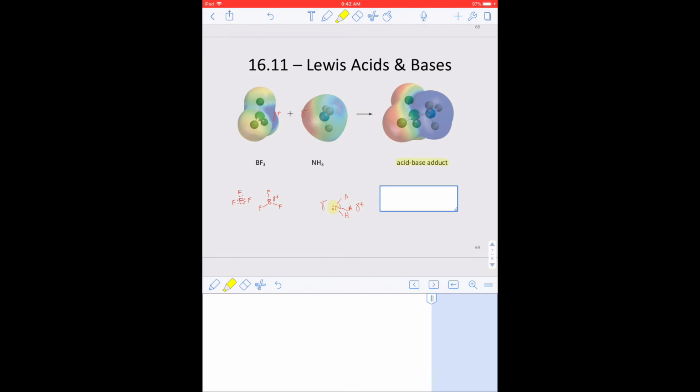And we couldn't describe this with Bronsted-Lowry theory because we don't have a proton that's being accepted or donated. The only thing that's occurring here is that a lone pair on the nitrogen is being donated to the boron. And so we still consider this acid-base chemistry, and you see a lot of this in organic chemistry, which if you're moving on, you'll see a lot of these reactions early on in organic chemistry.